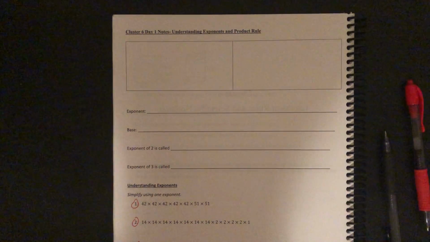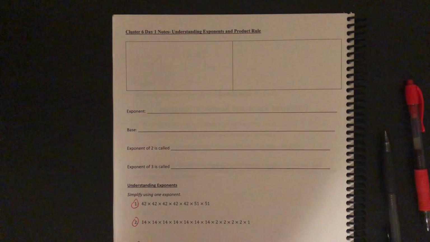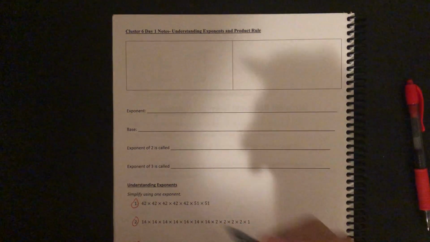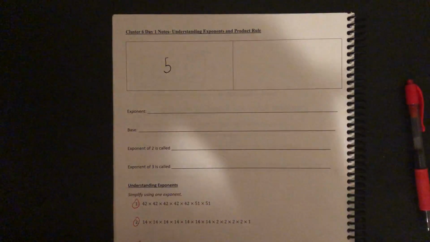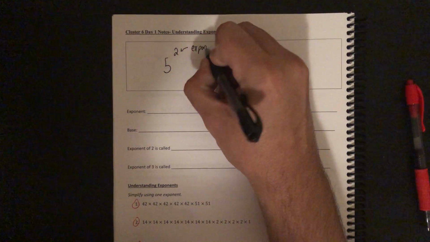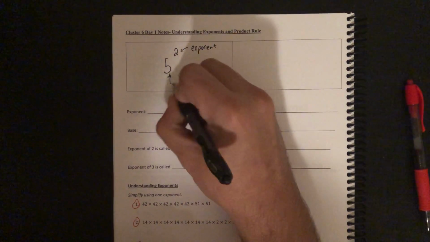So let's go ahead and start off with cluster 6, day 1, and we're just basically going to talk about exponents and the first law of exponents, which is called the product rule. Okay, so before we even get to this product rule, let's talk about what an exponent and a base is. Okay, so in 8th grade, let me give you an example, like 5 to the power of 2. So basically, the 2, that's the exponent. Okay, and basically, the big 5 down here, we call that the base.